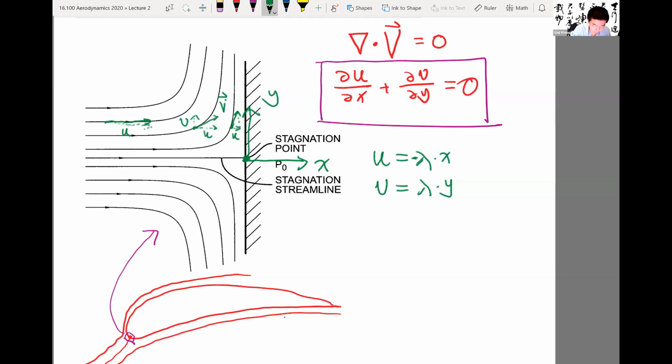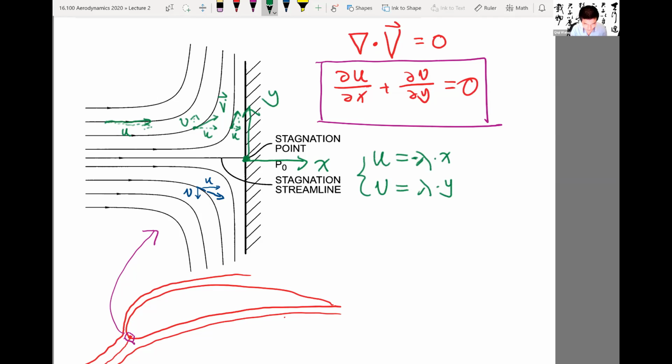Also, the y component follows a similar trend. If you are above the stagnation streamline, the y velocity is positive, and if you are below the stagnation streamline, the y velocity is negative. And the further away you are from the stagnation streamline, the larger the y velocity is. Basically, the further away, the faster you are moving away from the stagnation streamline. So this is what this solution tells us physically, or intuitively.